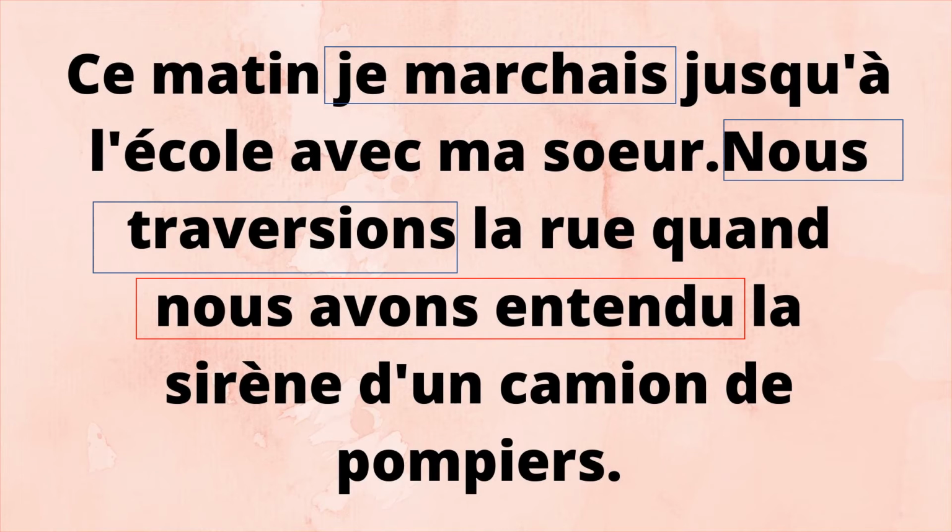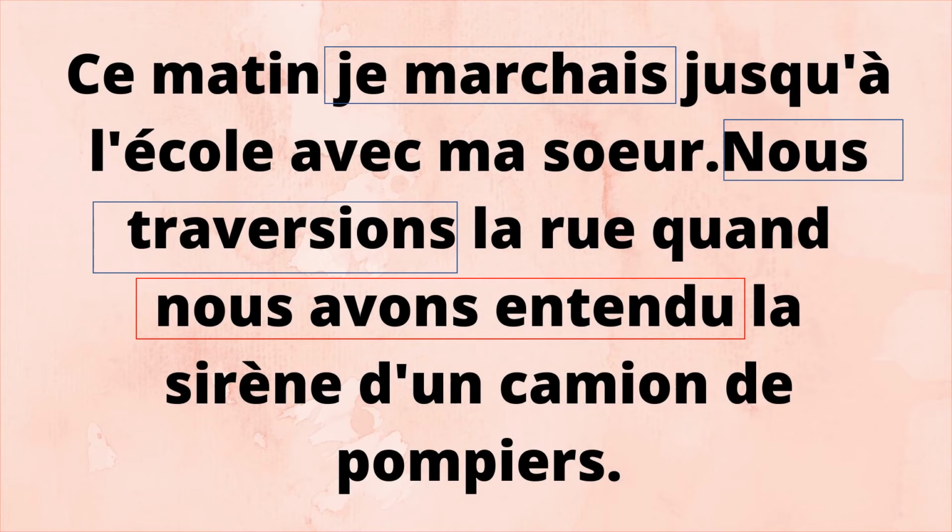Nous traversions la rue. Sorry, we were crossing the street. This is imperfect again. So we were doing something. We're in the process of doing something in the past. I'm telling a story. Nous traversions la rue. We were crossing the street. Quand nous avons entendu, when we heard.